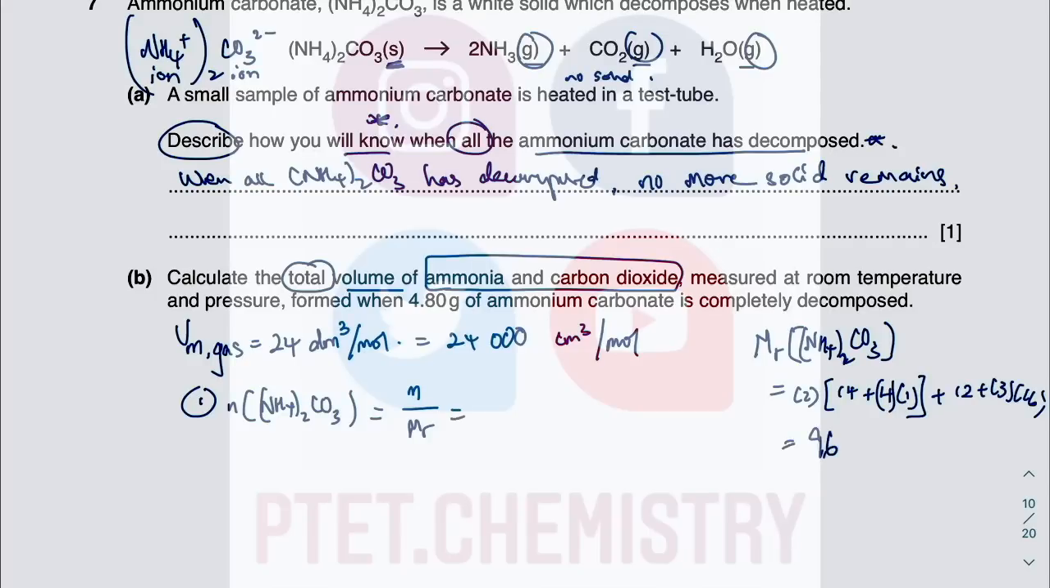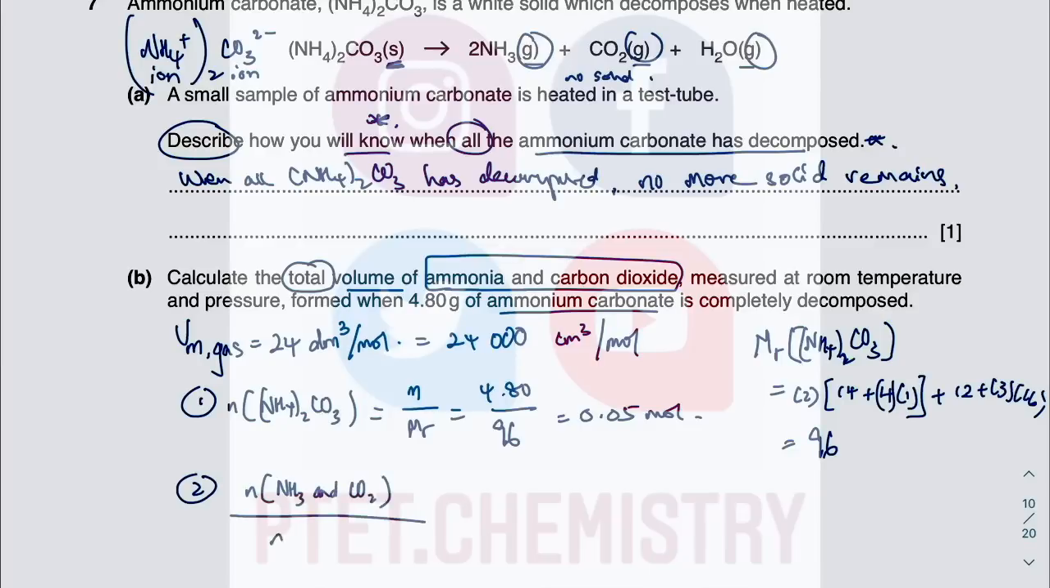Okay, so that's going to give me 4.80 gram of the carbonate divided by 96. That is 0.05 mole. Alright, now I want the mole of NH3 and CO2 divided by the mole of (NH4)2CO3. What is the total mole of NH3 and CO2? The only reason why I can do this simply is because they are both gases. So I can total 2 plus 1. There is 3 mole of gas.